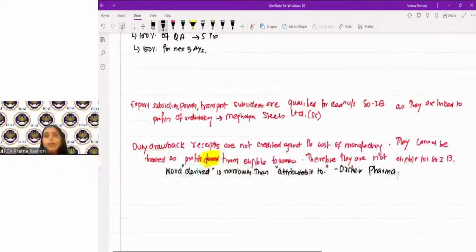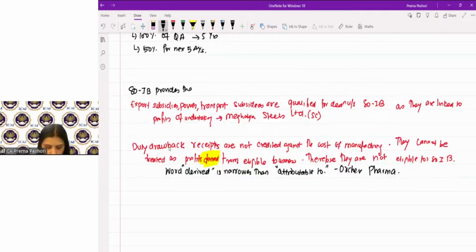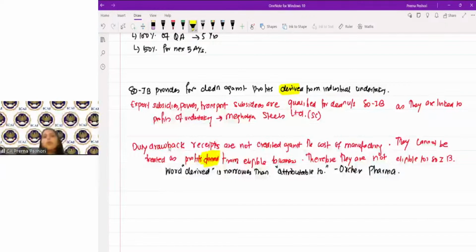So when in the exam you may get a case study or a case law on this, you will write that ATIB provides for deduction again. Since in Orchid Pharma, it was held that the duty drawback receipts are not profit derived from the industrial undertaking, because they are not linked directly to the cost of manufacturing. Okay.